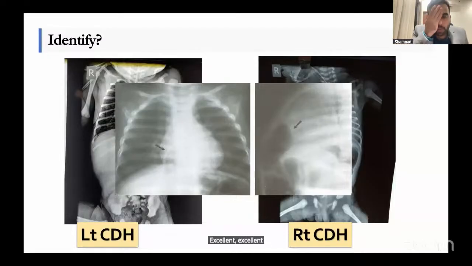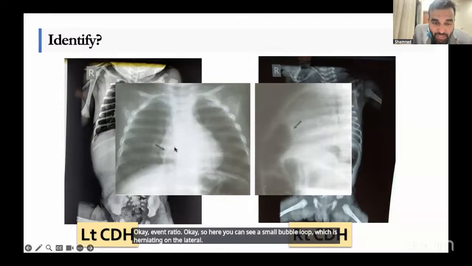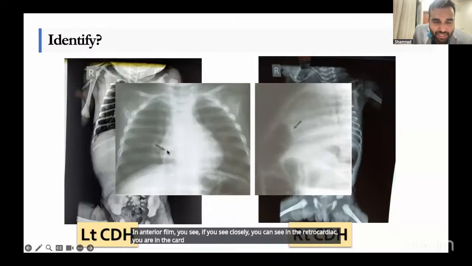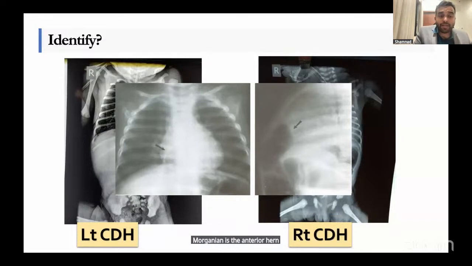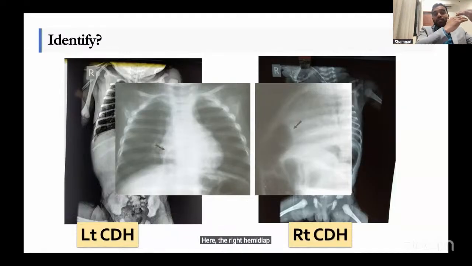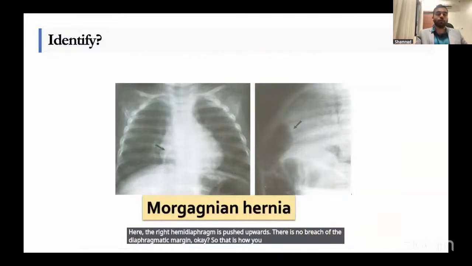Okay, not eventration. Here you can see a small bowel loop herniating on the lateral film. In the anterior film, if you see closely, in the cardiac area you are seeing a little hyperlucency of that bowel. So Morgagni hernia is very rare. 85 to 95% is your left side or Bochdalek. Morgagni is the anterior hernia. Now in eventration, you don't see the bowel in the thorax, because here the right hemidiaphragm is pushed upwards. There is no breach of the diaphragmatic margin. That is how you differentiate between eventration and CDH.